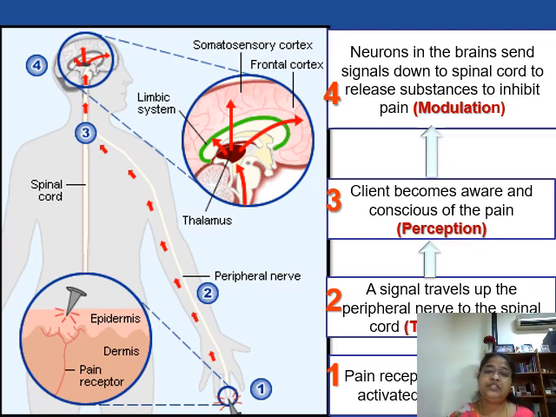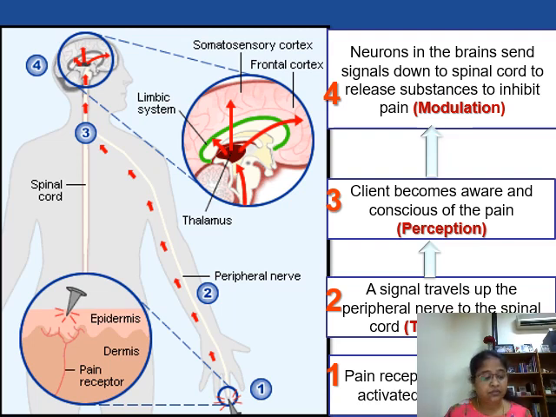Okay, after it reaches the brain, there is a message which is coming down. Neurons in the brain send signals down to the spinal cord to release some substances that can inhibit pain. Okay, that step is called modulation. Okay, we have some substances which are already in our body which are acting as narcotics, which can reduce pain. After that, if they also cannot manage that, then only we are able to feel that pain.